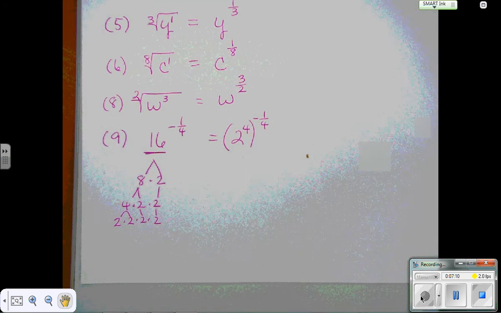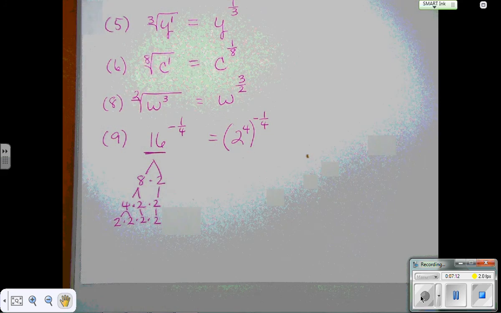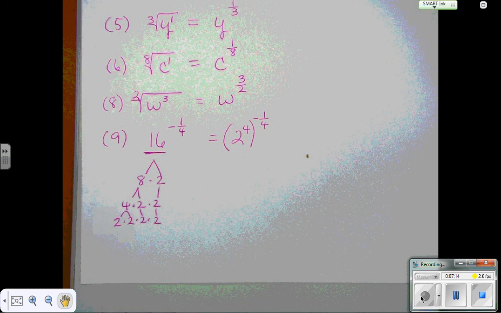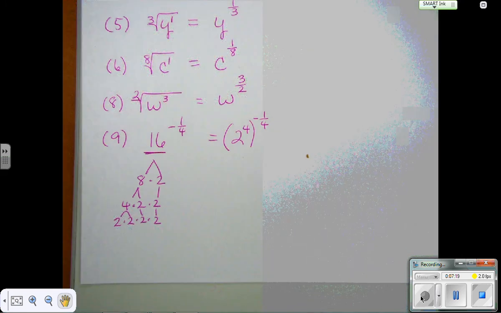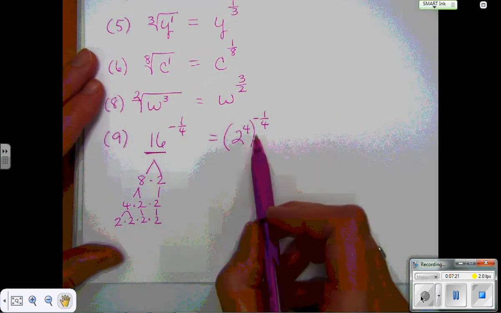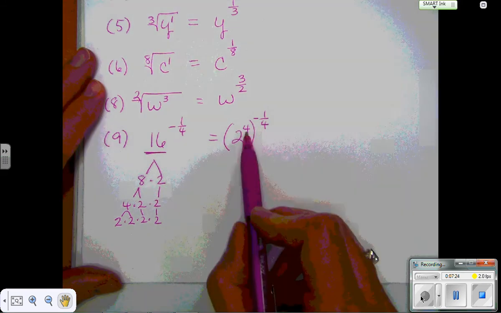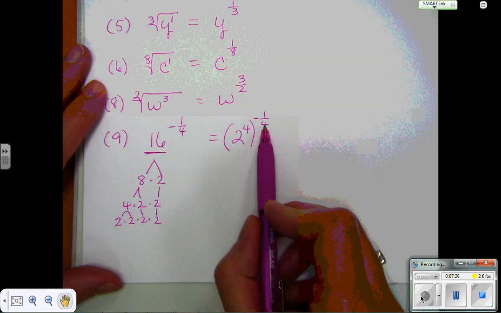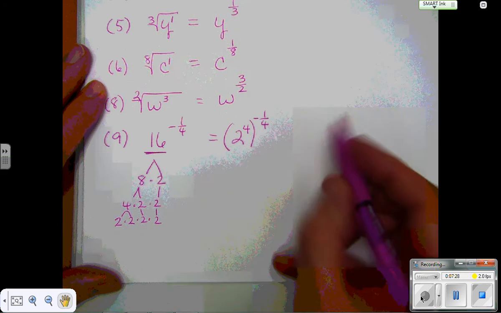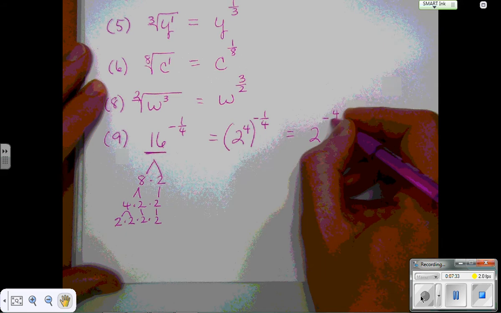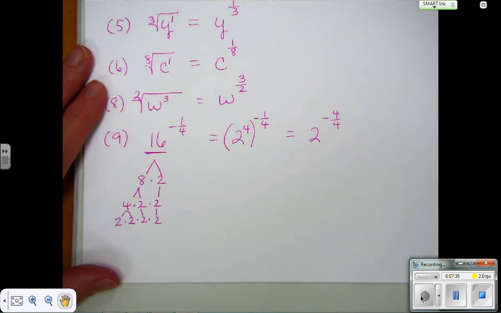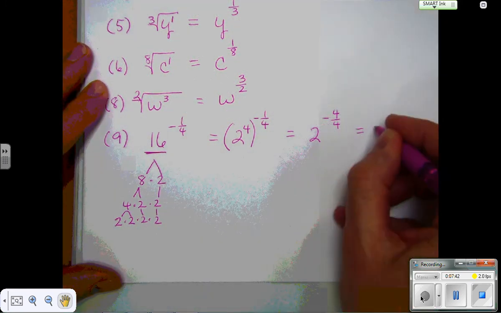Okay, so with these rational exponents, all of the properties of regular exponents apply, and all the properties of fractions apply. So what I'm going to do now is simplify this power to a power. When you have a power being raised to a power, you multiply them together. So this is actually going to work out to be 2 to the negative 4/4. And the fraction 4/4 simplifies to 1. So this is 2 to the negative 1 power.